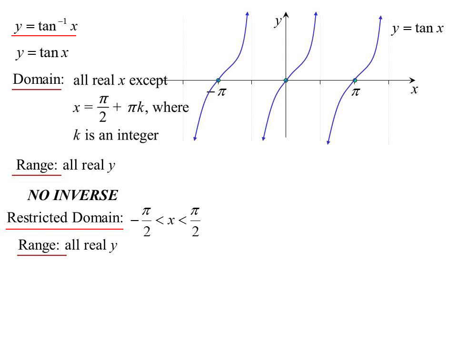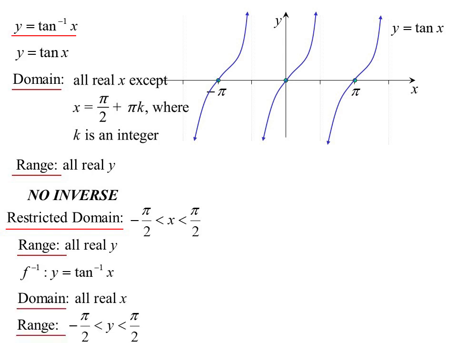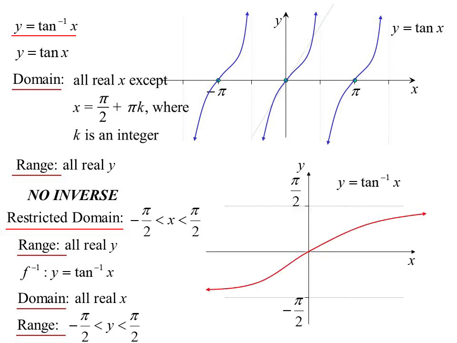The range will be all real y, so now they'll swap around for inverse tan. My domain will end up being all real x. My range will just go between -π/2 and π/2. Reflect it, and again, we can see the original one was an odd function, and the inverse turns out to be an odd function as well. So there's the three basic inverse trig graphs.